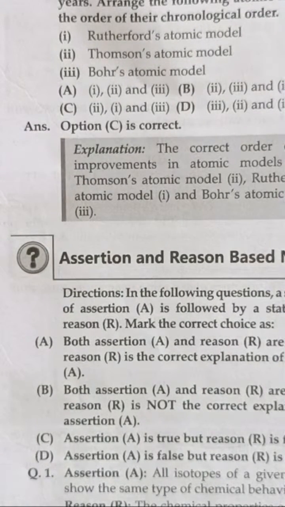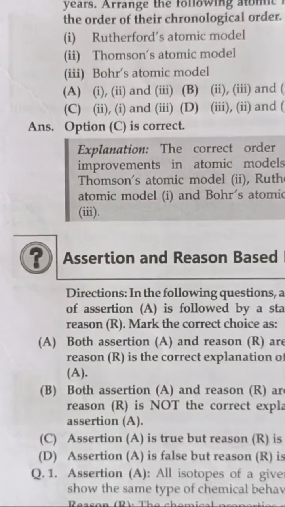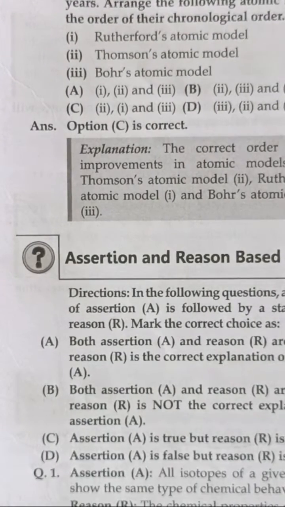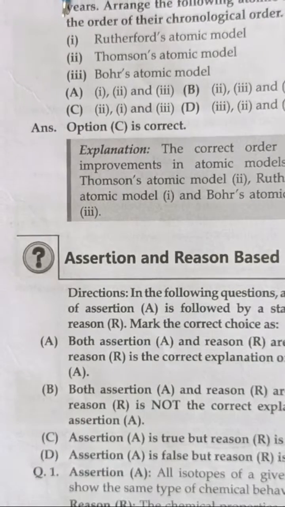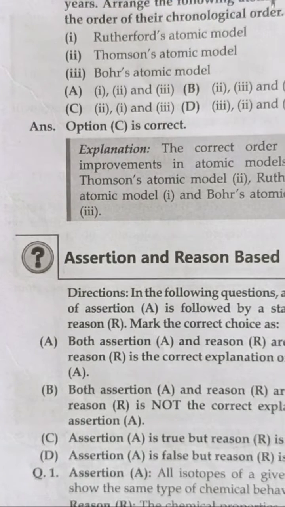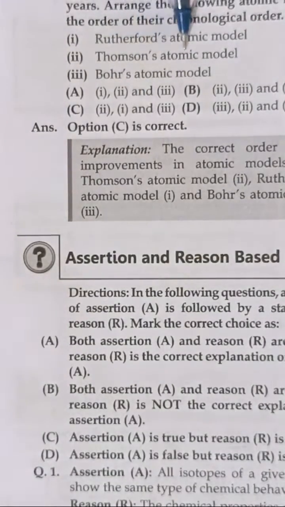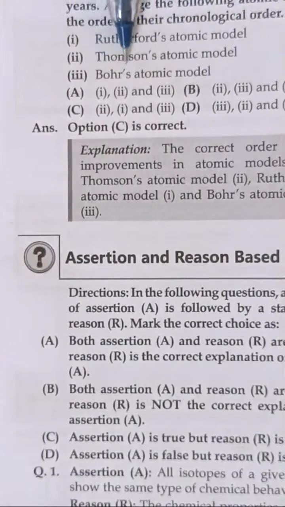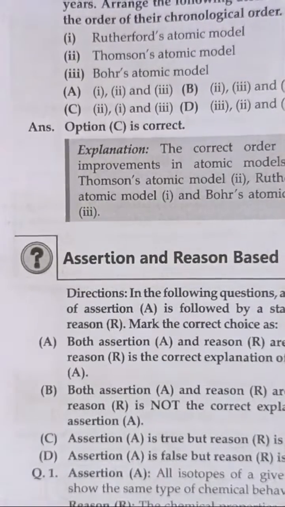Atomic models have been important over the years. Arrange the following atomic models in their chronological order. Answer is C. Second, first, and third. First, Thomson's atomic model, then Rutherford's atomic model, and then Bohr's atomic model. This was our lesson number second. Now we will move to our first lesson.